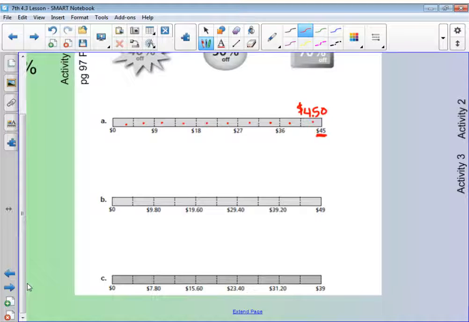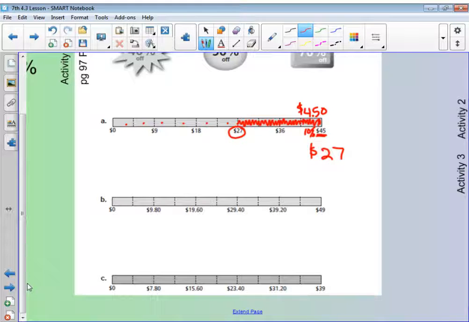Okay, so this is just giving you a visual representation. If I got 40% off, that would be like 4 boxes. So 40%, each of these is worth 10%. If I got 40% off, I would take 4 of these boxes off, and I end up with a $27 pair of shoes.